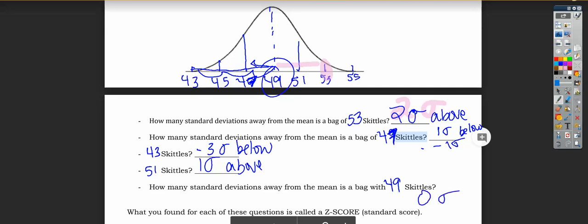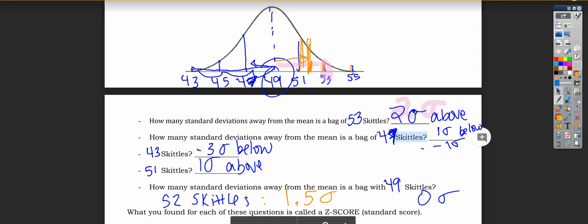So hopefully you're okay with understanding that. But now, what would happen if I wanted to figure out, what about 52? What if I have 52 Skittles? How far away is that from the mean? Well, notice 52 doesn't fall perfectly on one of my standard deviations. It falls in the middle somewhere. So here's what I have to approximate. Approximately how far away? I want to guess that's approximately 1.5 standard deviations away, because it looks like it's in the middle between 51 and 53.